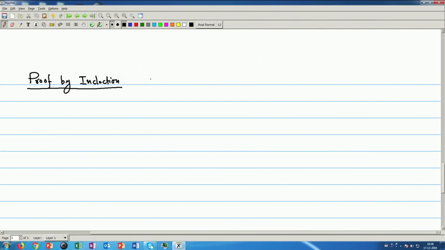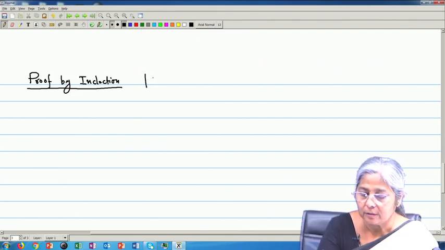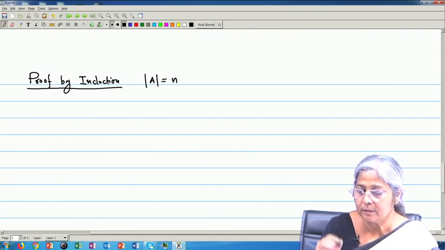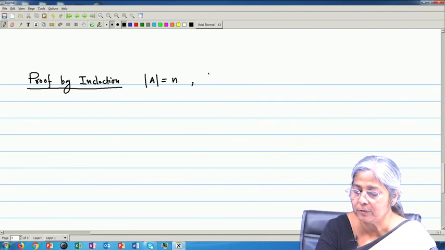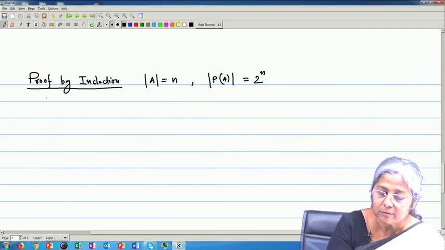So, the conjecture is that what we have to prove: the cardinality is n, that means n number of elements. We have to prove the cardinality of the power set of A is 2 to the power n. So, we consider the basis step.